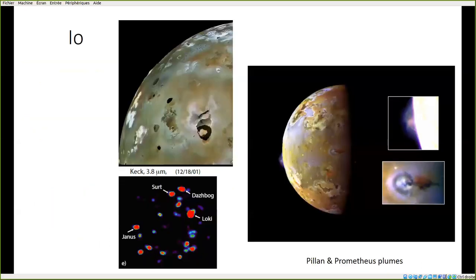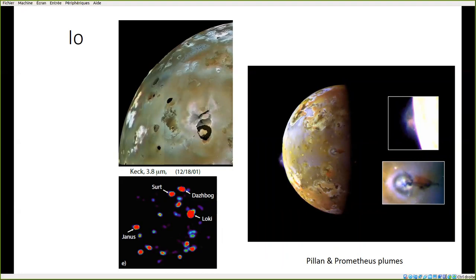Okay, let me now finish by discussing the atmosphere of Io. Jupiter's satellite Io, of course, is a unique world. It is the only extraterrestrial place with confirmed current active volcanism due to tidal dissipation by Jupiter.